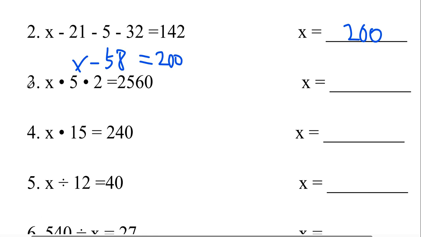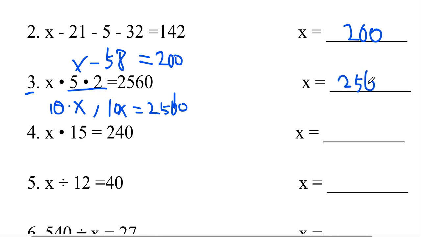And let's do number 3. So 3 is 10 multiplied by x. There are two ways to write it: one way where you just write a multiplication symbol in between, or you can just write 10x is equal to 2560. And if you want to isolate it, then you're always doing the reverse, which is division. So if you divide, then this becomes 256.